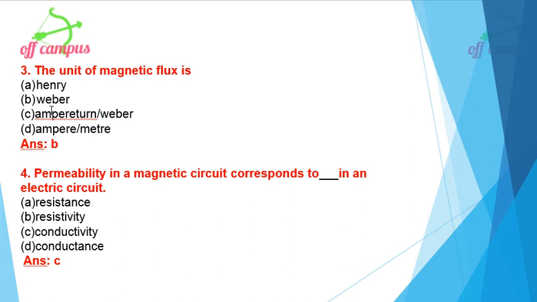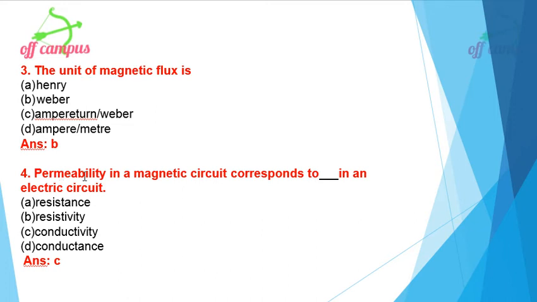Question number 3, the unit of magnetic flux is, what is the unit of magnetic flux? It is option B, Weber. Option B, Weber is the unit for the magnetic flux.